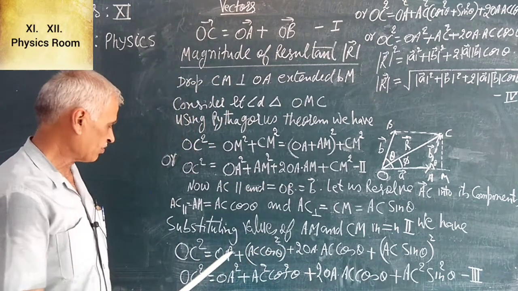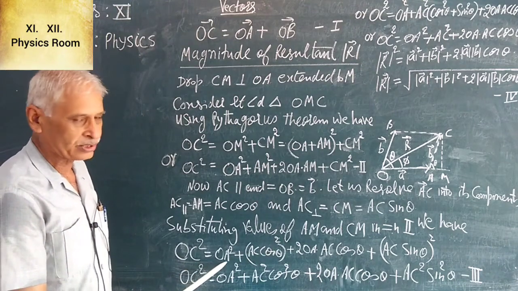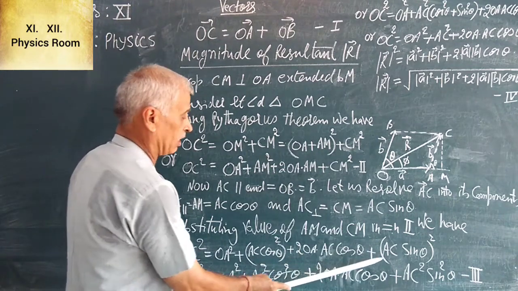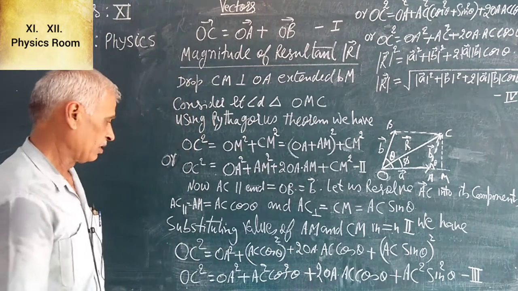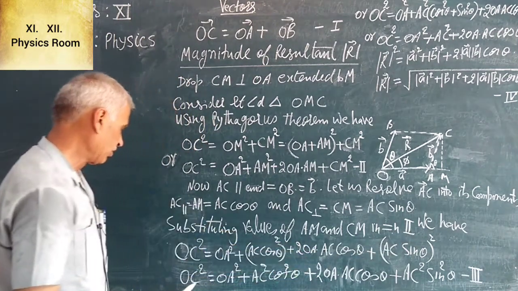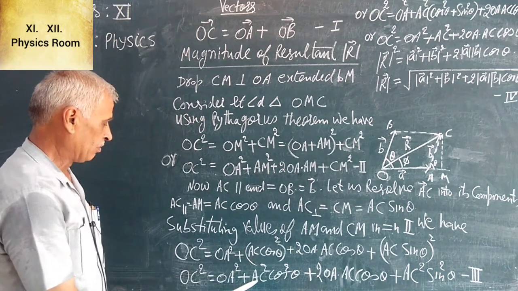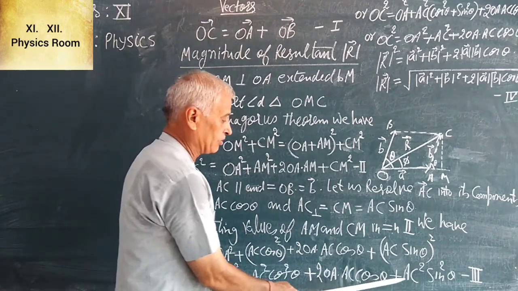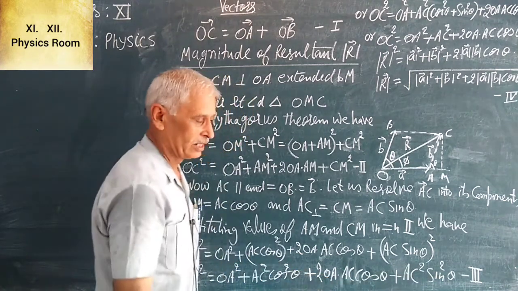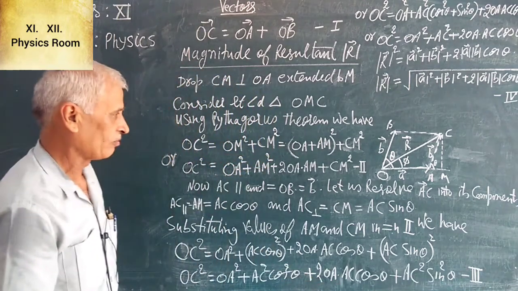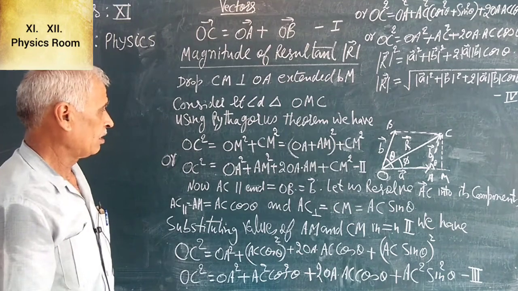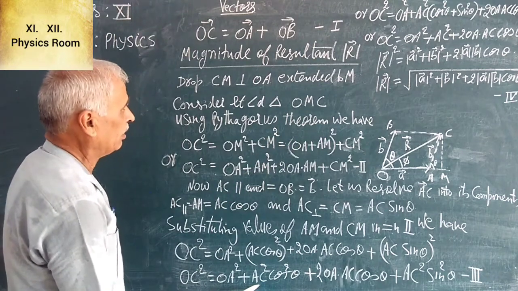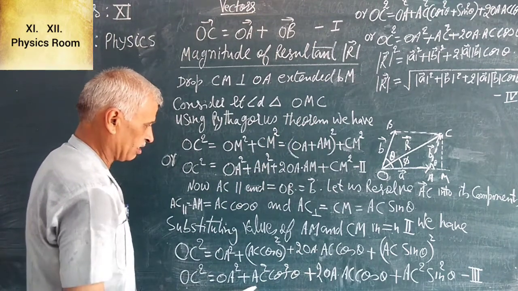So after substitution, OC square is equal to OA square plus AC cos theta whole square plus 2 OA AC cos theta plus AC sin theta whole square. We square these terms and write the equation as OC square is equal to OA square plus AC square cos square theta plus 2 OA AC cos theta plus AC square sin square theta. Let us mark it as equation 3. Now we take AC square common between this term and this term.